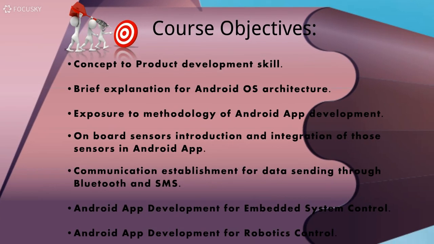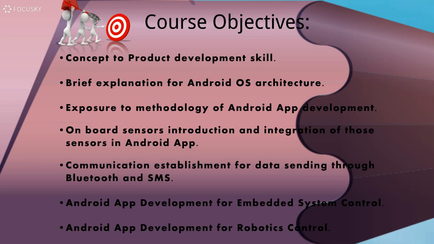So the course objectives are like this. We're going to teach you how to develop a product right from the concept. If you have any ideas and you'd like to convert that idea into reality, we will tell you the best possible way to do it, and we're going to tell you about the Android OS structure and the methodology for developing the Android application.